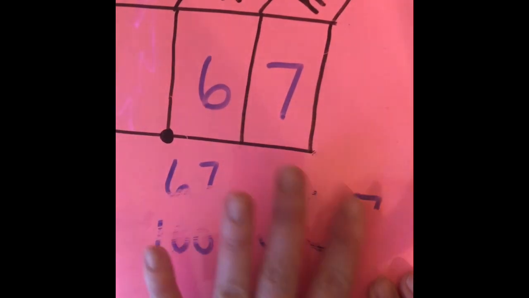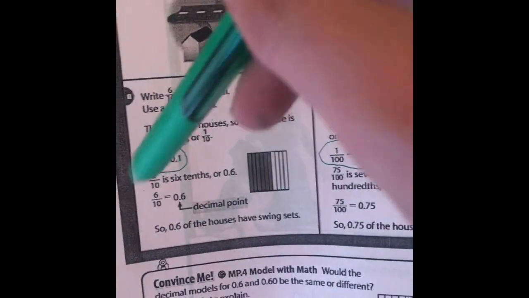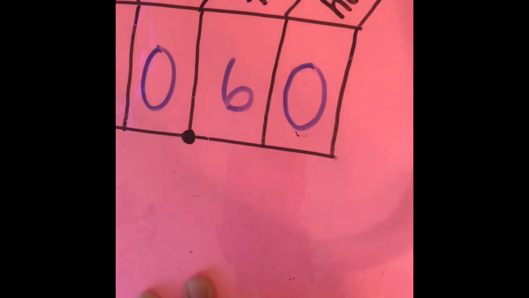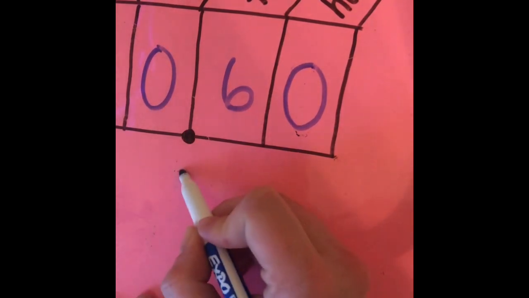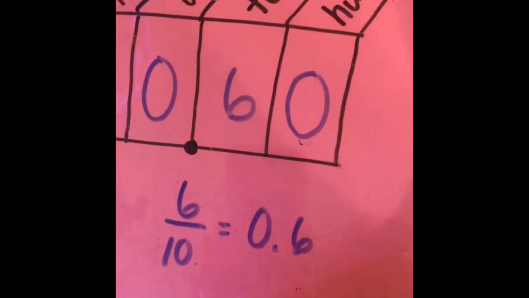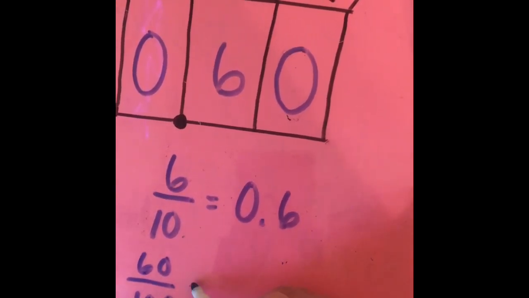If we were writing a decimal that did not have a hundredths place, and this is representative of the problem, the 6 out of 10 houses. See how they write it here, 0.6. I'll put the 0, 0.6, and sometimes you'll see a 0 here because 6/10 equals 0.6. That's the same as 60/100ths, which we would write like that.